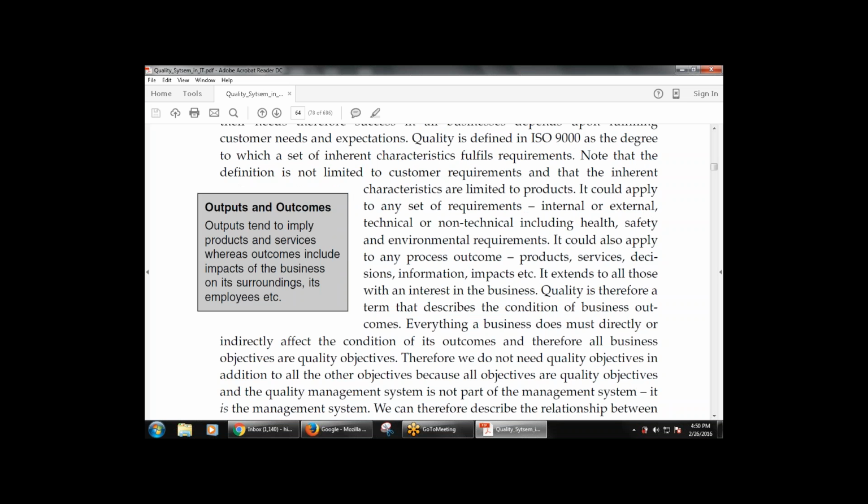So whatever the objective outcome that is available defines the objective. These are the multiple terms that are used as an objective or as a part of the objective.